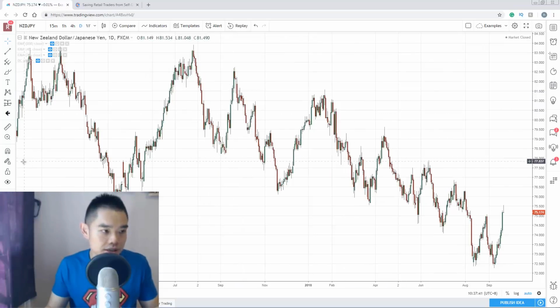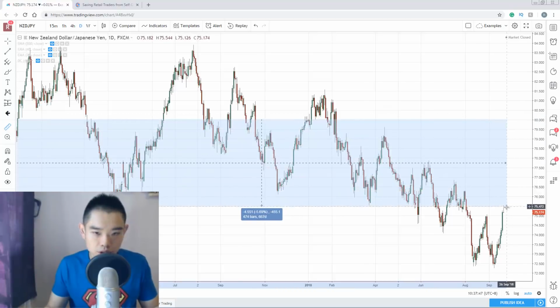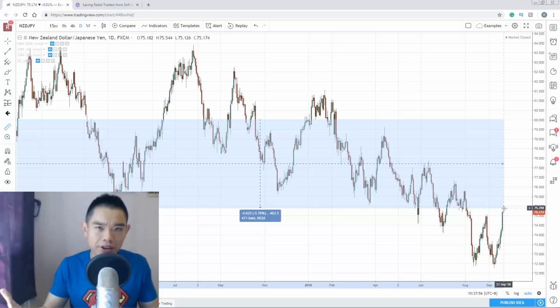So how many candles is this? Let me find out. I think there's a tool for this, the measure tool. Let me just click this one, over down to here. Okay, so there's about 471 bars over here. So there are about 470 candles on my chart.